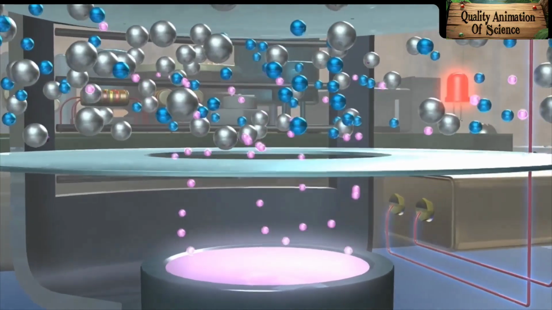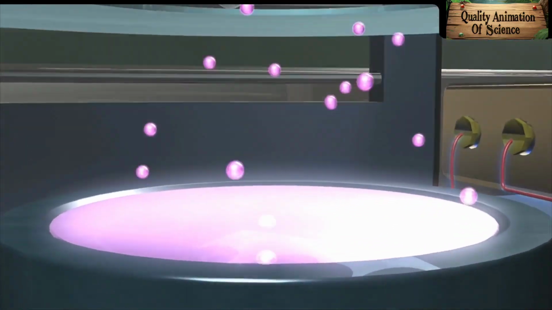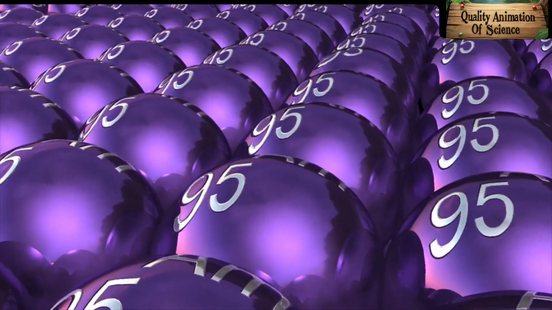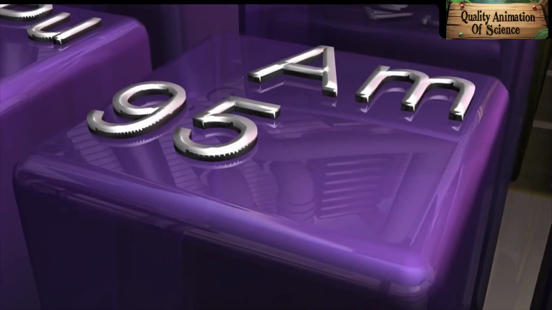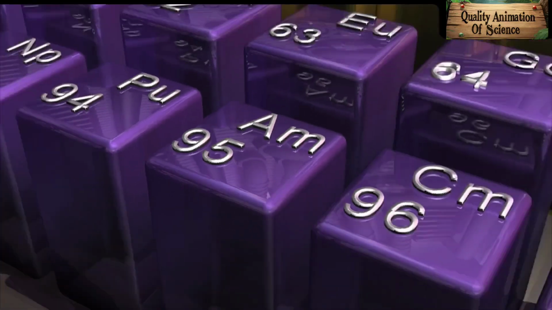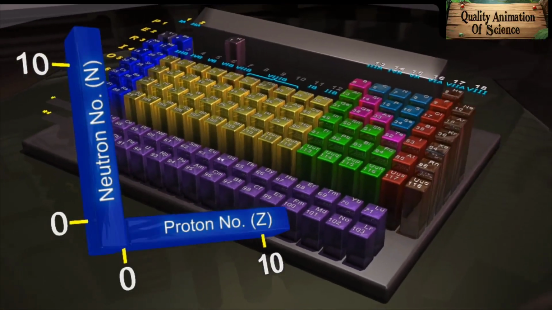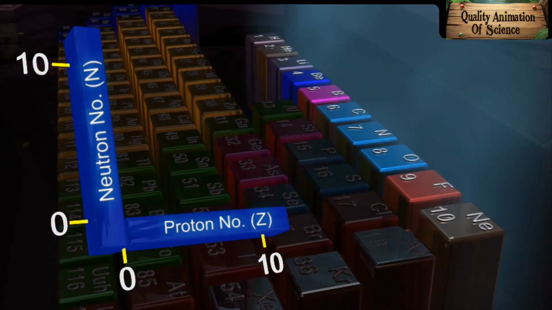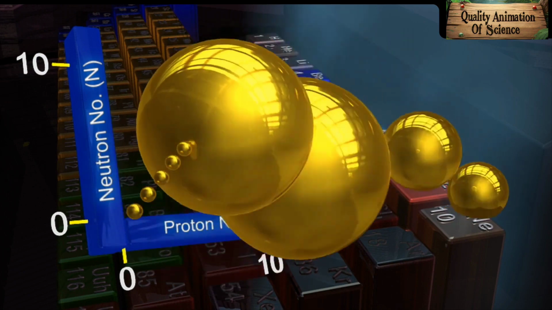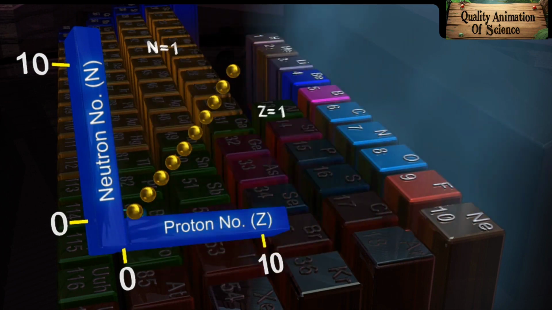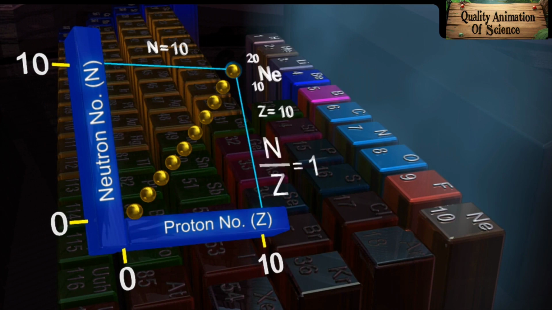Let us investigate what these special kind of particles emitted from americium are and the reason behind their emission. On plotting a graph of neutron number versus proton number for all the elements in the periodic table, we can see that for lighter nuclei having atomic number up to 10, the number of neutrons is equal to the number of protons. This means the ratio N by Z equals 1, and they are stable nuclei.